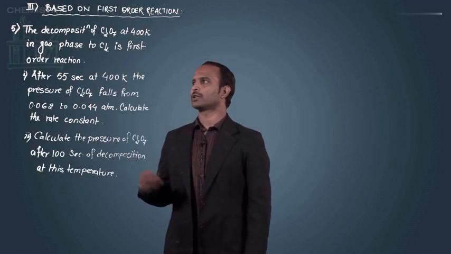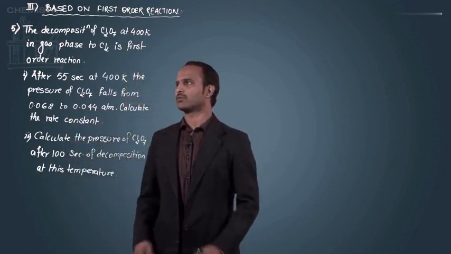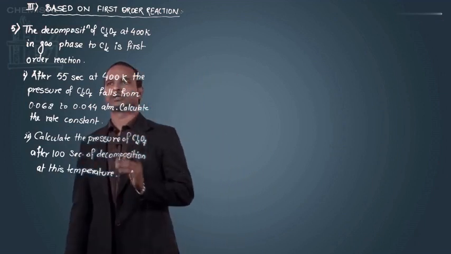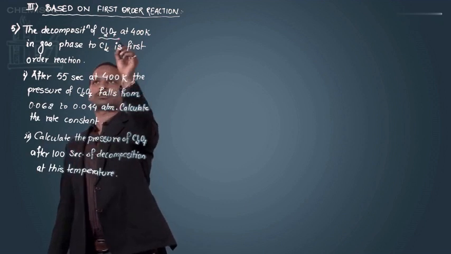Now the next numerical based on first order reaction: the decomposition of Cl2O7 at 400 Kelvin in the gas phase to chlorine is a first order reaction. So here the Cl2O7 undergoes decomposition.